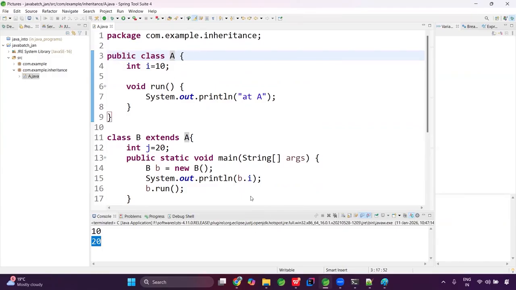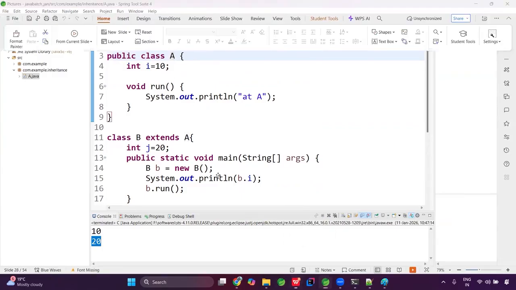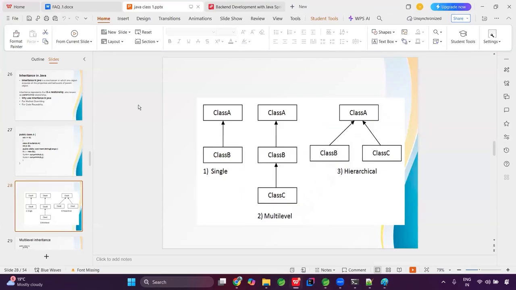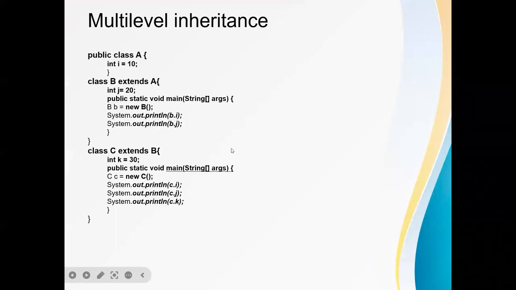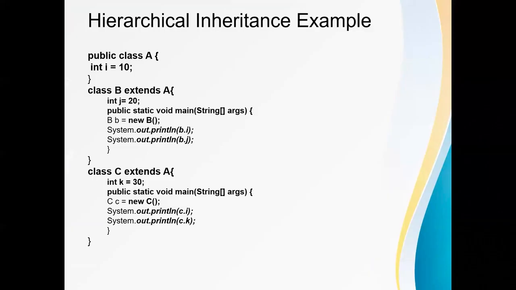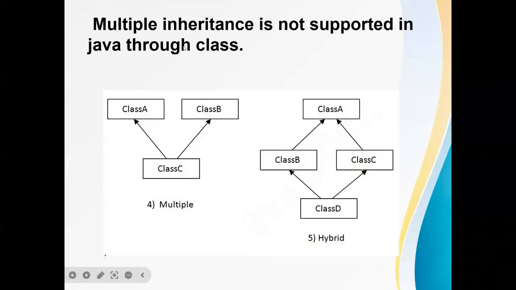Okay, so what we understood from inheritance is the definition and the different types. I also explained that multiple inheritance is not possible. Multilevel, hierarchical, and single level are possible, but hybrid and multiple are not. Multiple inheritance is not supported in Java through class.